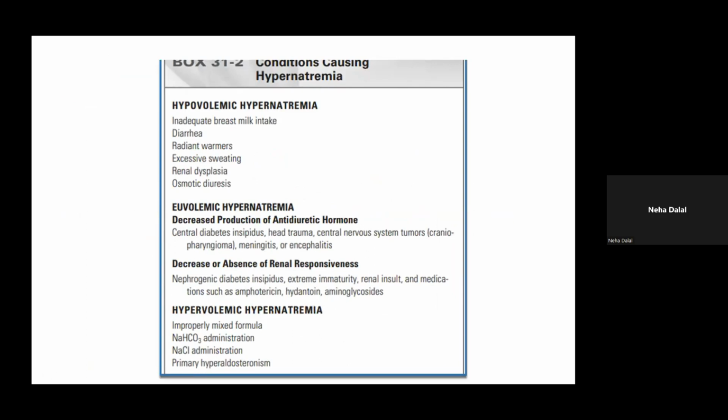After reviewing all the causes, we can now classify hyponatremia into hypovolemic, euvolemic, and hypervolemic hyponatremia. The commonest cause in term babies who are exclusively breastfed is hypovolemic hyponatremia. In preterm babies nursed in NICU, losses from radiant warmers and excessive diuresis due to drugs or osmotic diuresis are other causes. Euvolemic hyponatremia is less commonly encountered, but may be due to the loss of vasopressin action, be it central diabetes insipidus or nephrogenic diabetes insipidus.